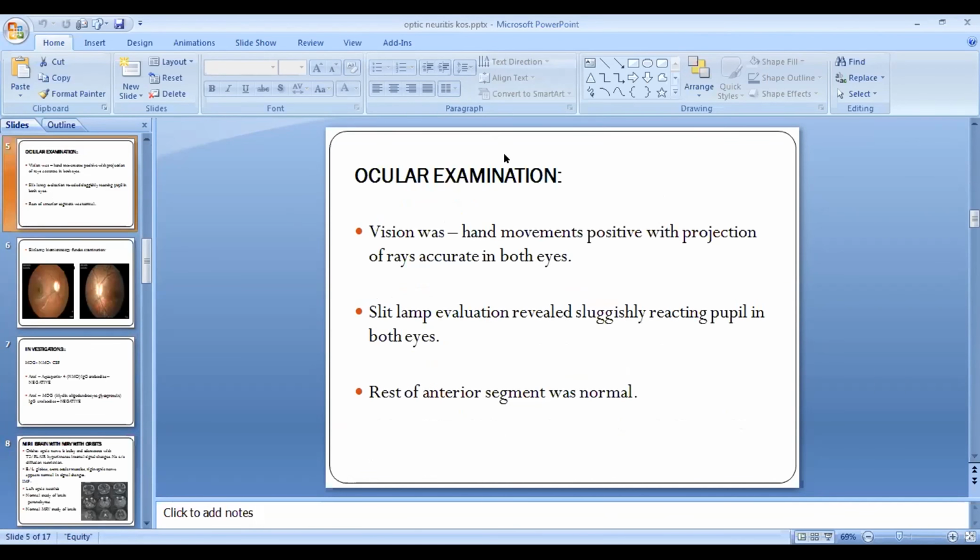Next, coming to the ocular examination, vision was hand movements positive with projection of rays accurate in both eyes. Slit lamp examination reveals sluggishly reactive pupil in both eyes, and the rest of the anterior segment was normal.